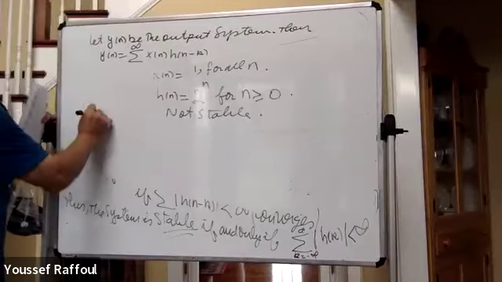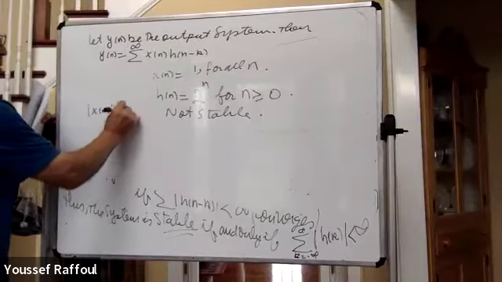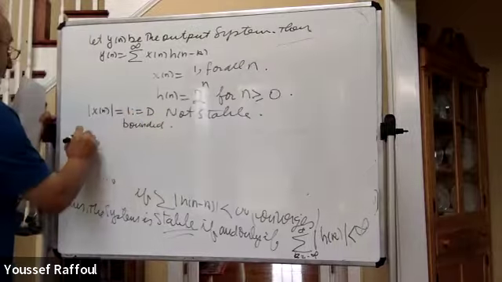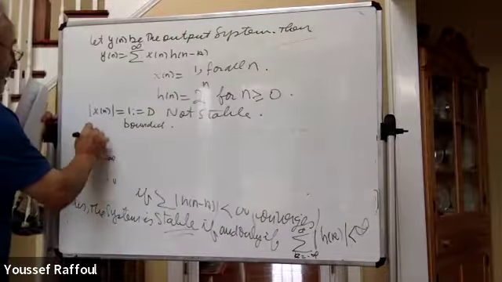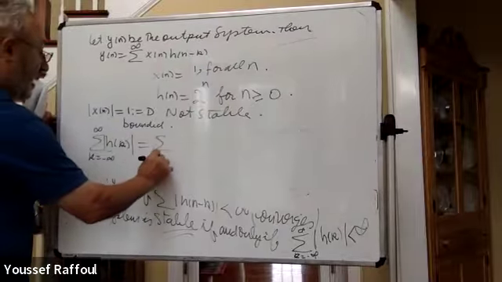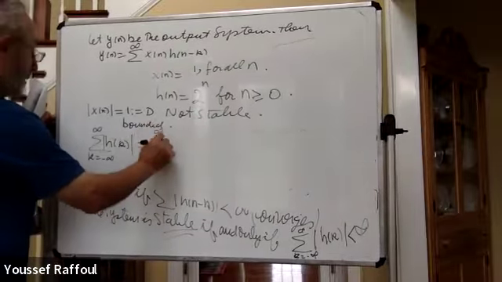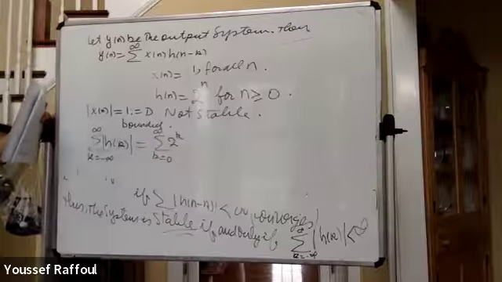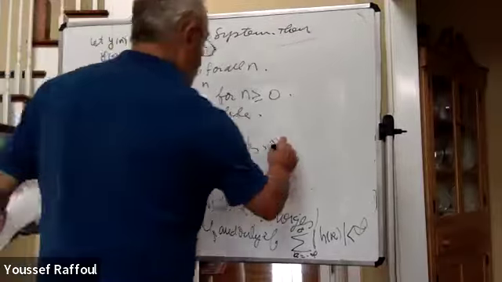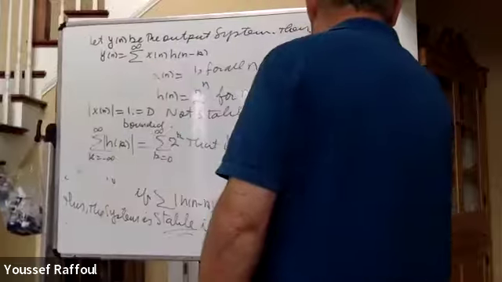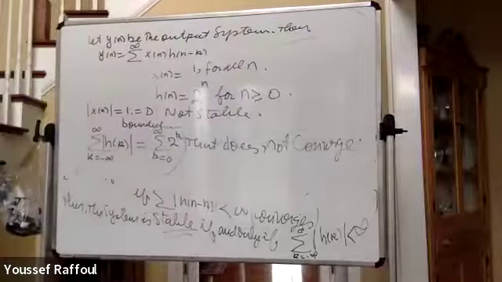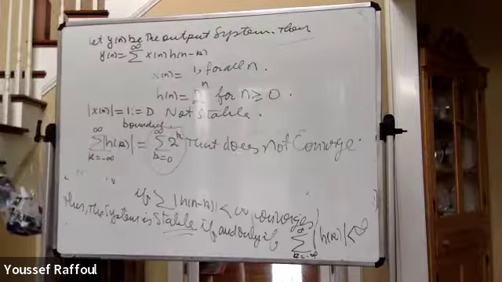First of all, x_n is equal to 1. So that is your constant d. So it's bounded. On the other hand, the sum over k equals minus infinity to infinity of h_k is the sum over k equals 0 to infinity of 2 to the power k. And that does not converge. So this is not bounded. It's 2 to the power k, and you're summing from k equals 0 to infinity. Okay?